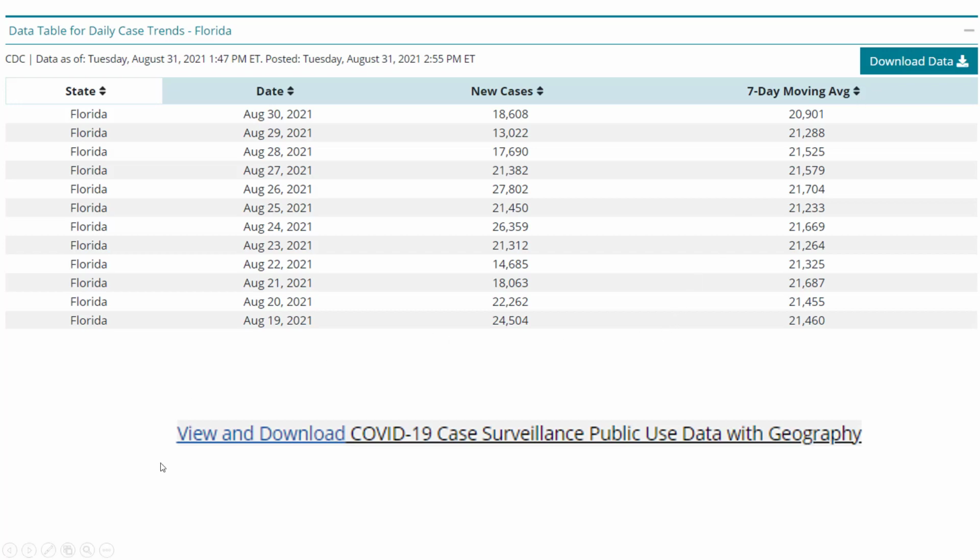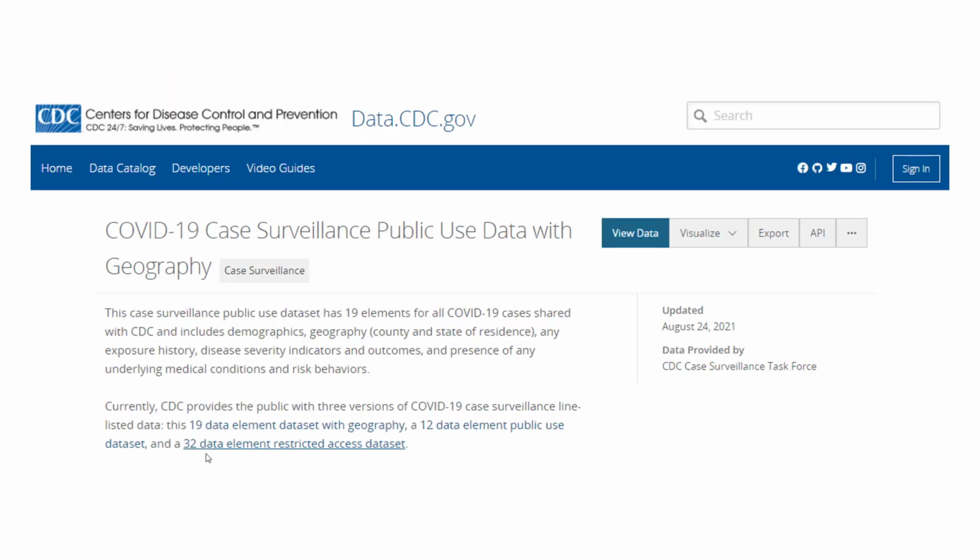Now, at the bottom of this, in the footnote section, you can see that the CDC is allowing you to view and download information from a data set that is called the Case Surveillance Public Use Data Set. And just briefly, when you click on that link, it takes you to this page. And one of the things that you notice on this public use page is that there is also a 32 data element restricted access data set.